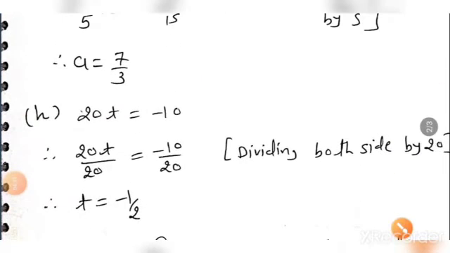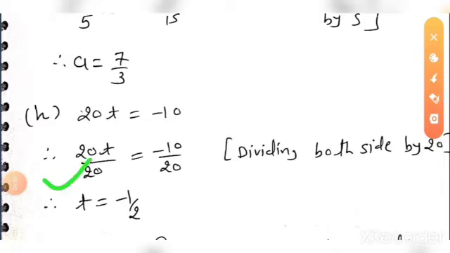After that, 20t is equal to minus 10. So 20t is equal to minus 10. 20t upon 20 is equal to minus 10 upon 20, dividing both sides by 20. So t is equal to minus 1 by 2.